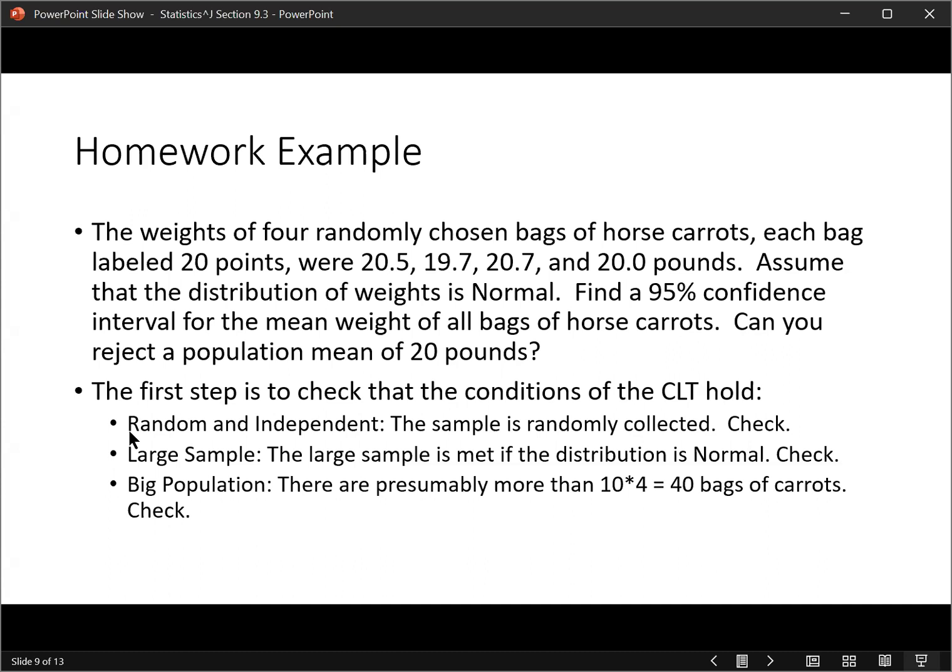All right, so what are those conditions? First, random and independent. The sample is randomly collected. The word right there, randomly. Boom, check. Next, the large sample condition is met if the distribution is normal. So they told us the distribution is normal.